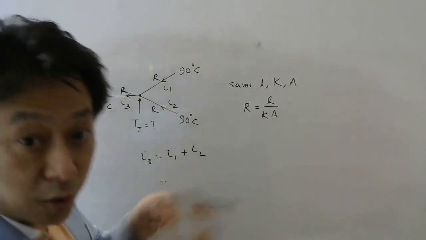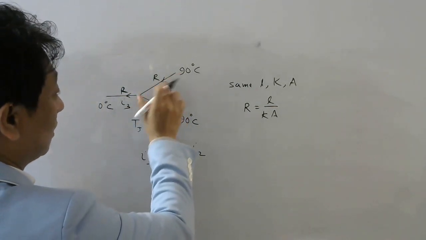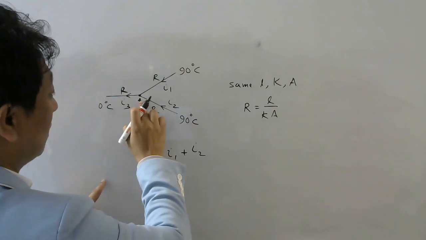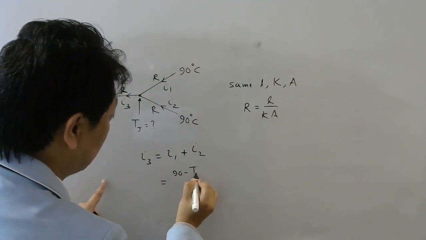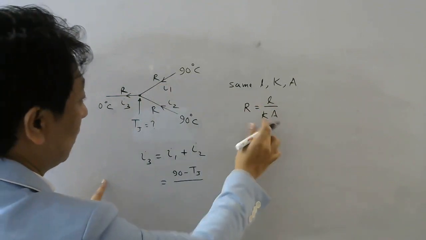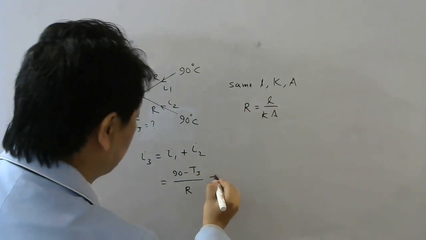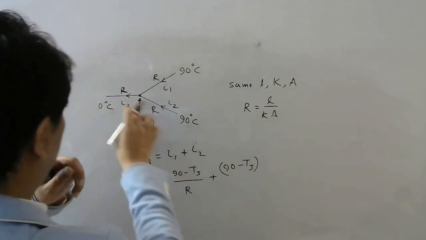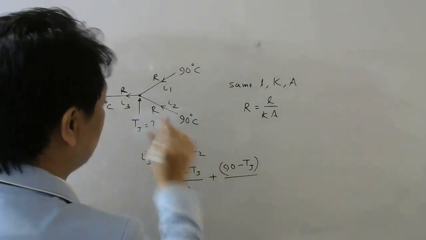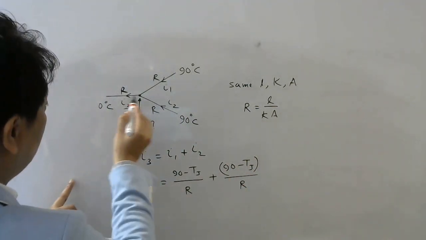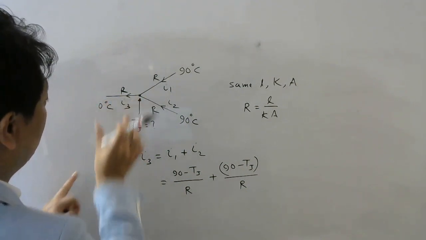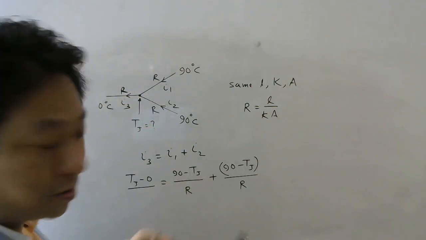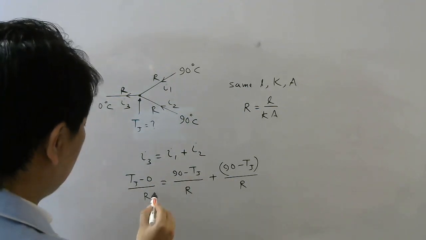Now, what will be I1? I1 will be, from your Ohm's law, temperature difference of this conductor divided by resistance of this conductor. So temperature difference here is how much? 90 minus Tj, divided by resistance, L by KA, which I am writing as R. Plus heat current in this part will be same, (90 minus Tj) divided by resistance of this also same, because temperature difference is same, right? Similarly, heat current here will be what? Temperature difference here is how much? Tj minus 0, divided by resistance of this part, that also they told R. So if you take R common, it will cancel.